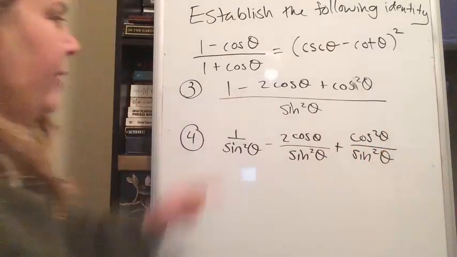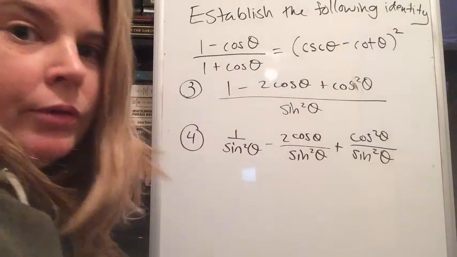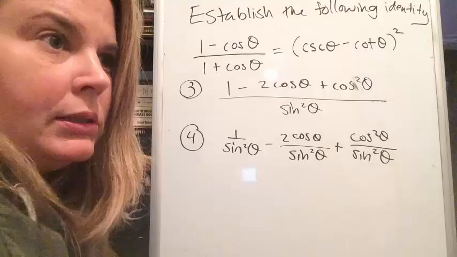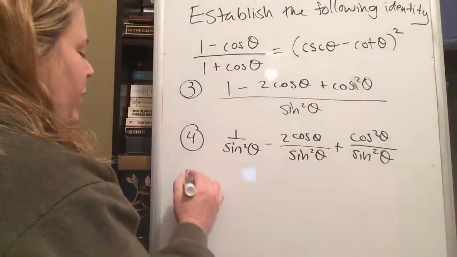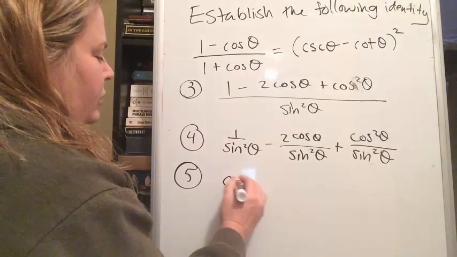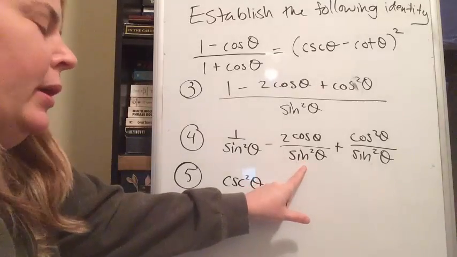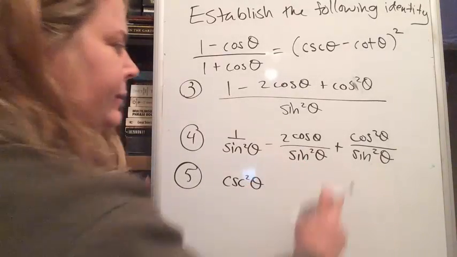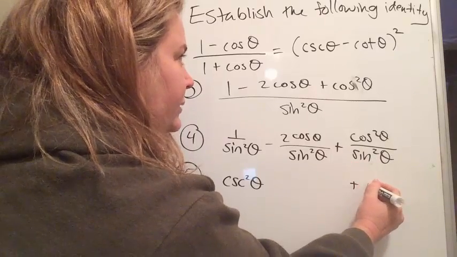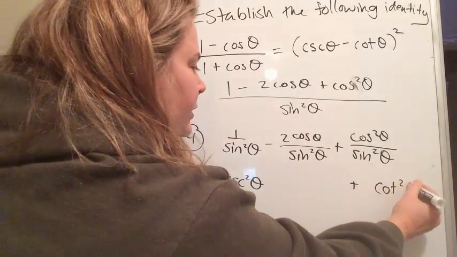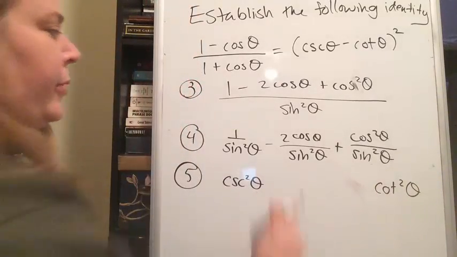So I've broken it up. I've divided each piece by sine squared. And now I'm going to rewrite them in terms of cosecants and cotangents. Because 1 over sine squared is cosecant squared. I'm not sure how I'm going to break this up, I'll come back to this. But cosine over sine, both being squared, is the same as cotangent squared. All right, so I'm going to break this guy up.